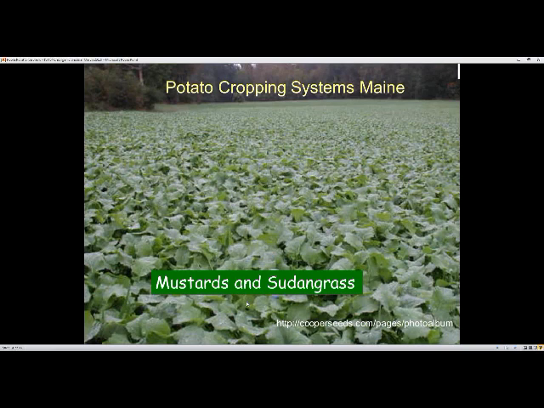So the last system I'm going to talk about today is another potato cropping system from work that's been done in the Maine potato systems in Aroostook, Maine. And this work has been led by Bob Larkin, who's a plant pathologist at the ARS station in that region. And in this case, they really focus on mustard and Sudan grass cover crops.